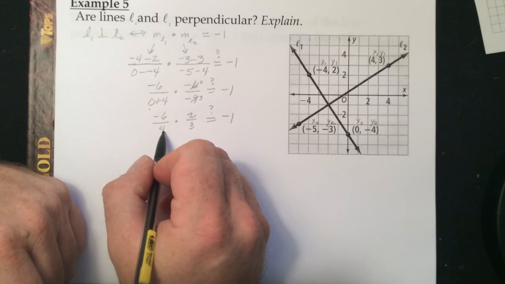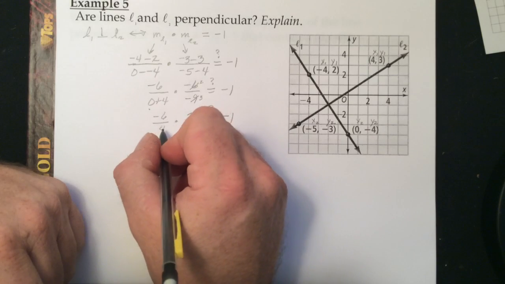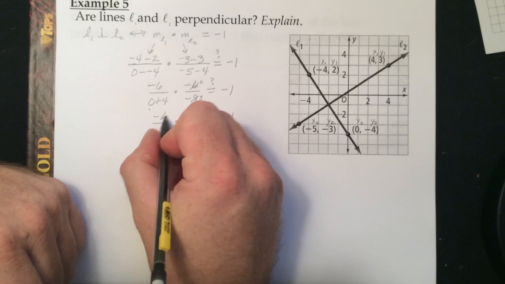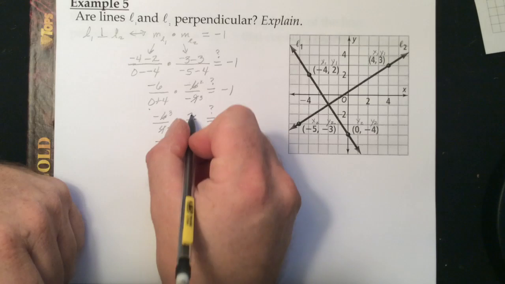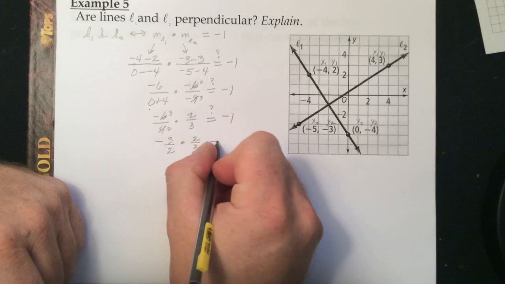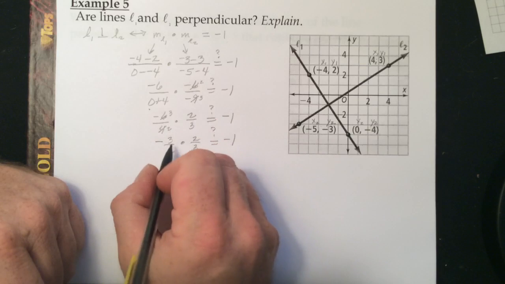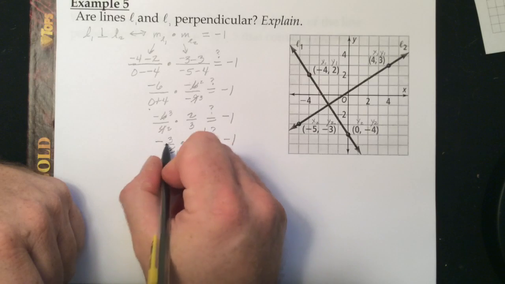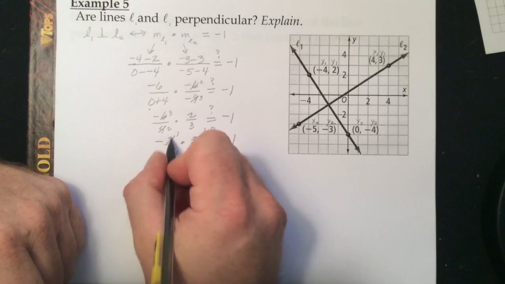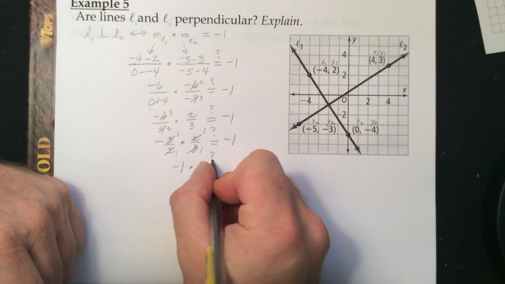And -6/4 does reduce, but it remains negative. 6/4 reduces by 2: 2 goes into 4 twice, 2 goes into 6 three times, and we get -3/2 times 2/3 equals -1. Multiplying these two together, notice the 2's will divide out, and the 3's divide out. We get -1 over 1, or -1 times 1 over 1, which is 1.